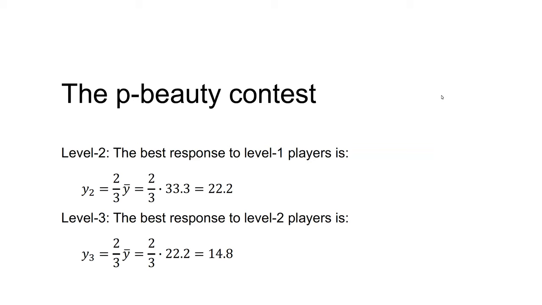The level 3 player will play the best response to level 2 players. If all other players are level 2 and select 22.2, the best response is Y3, which equals 2/3 of Y bar, which equals 2/3 of 22.2, which equals 14.8. And so on.